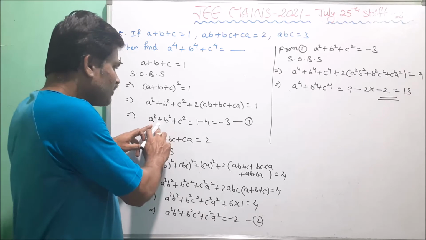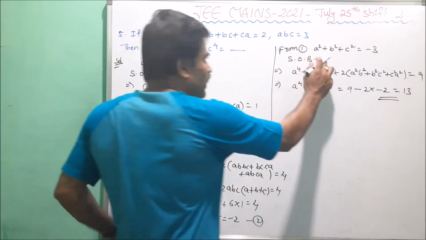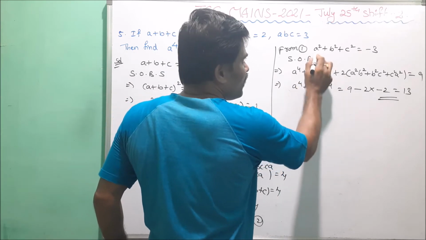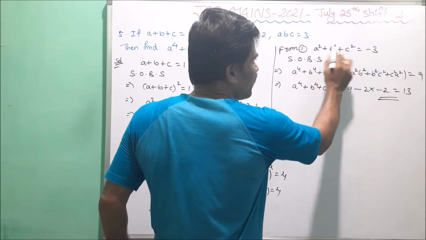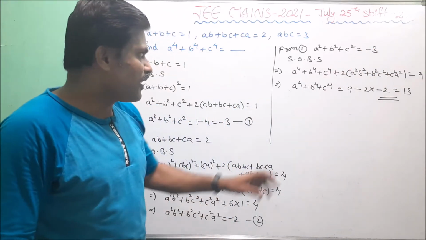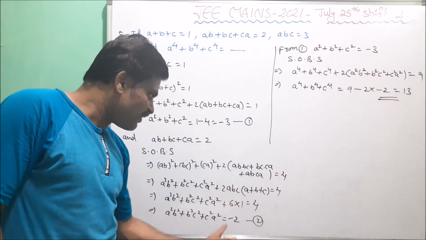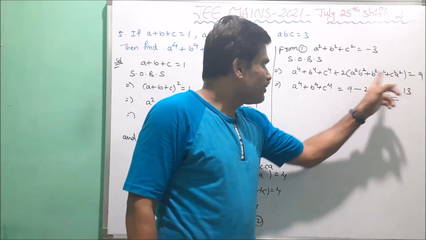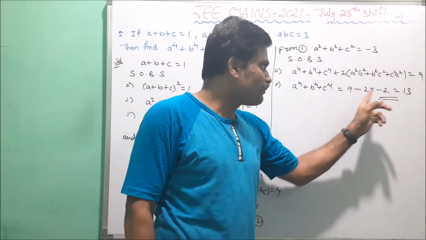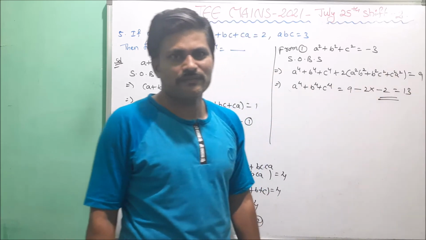Now here we take equation 1 and again squaring on both sides. Then we write A power 4 plus B power 4 plus C power 4 plus 2 into A square B square plus B square C square plus C square A square, that value equals to minus 3 whole square means 9. Now here we substitute the value of this one. Using equation 2, the value is minus 2. Then we write 9 minus 2 into minus 2. So 9 plus 4, that means 13. This is the final solution.